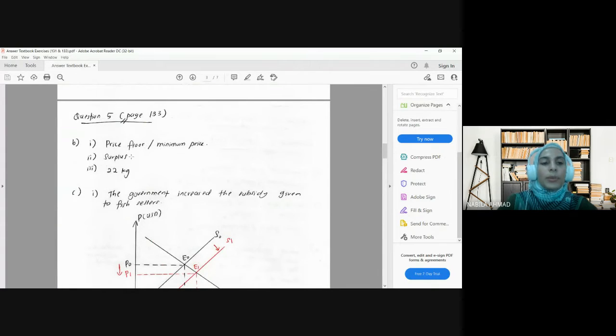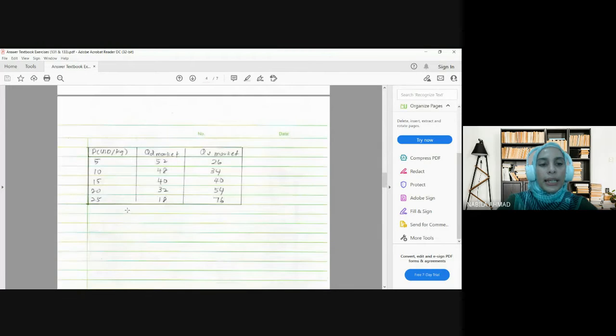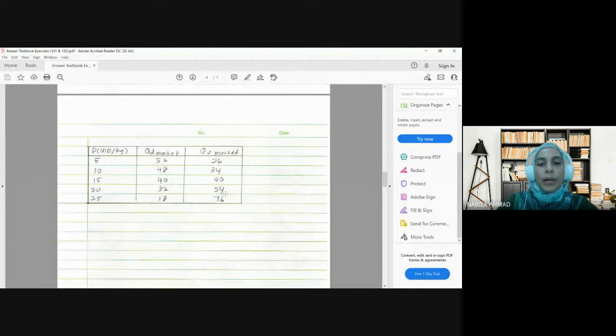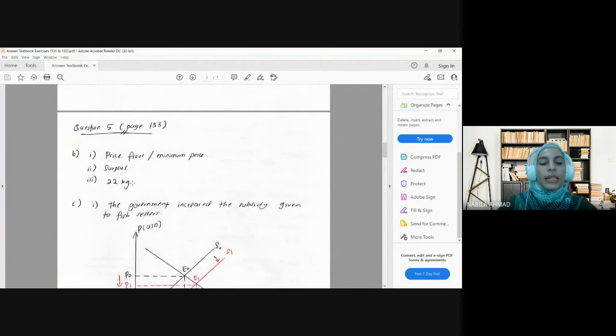Okay, so bila government impose price floor, jawab soalan nombor 2, determine whether there will be surplus or shortage. So berlaku surplus. Dan berapakah surplus tersebut? Tolaklah $20 tadi ni, ya. 54 tolak 32, kita dapat 22 kilogram. Dia punya kelebihan surplus. Right.